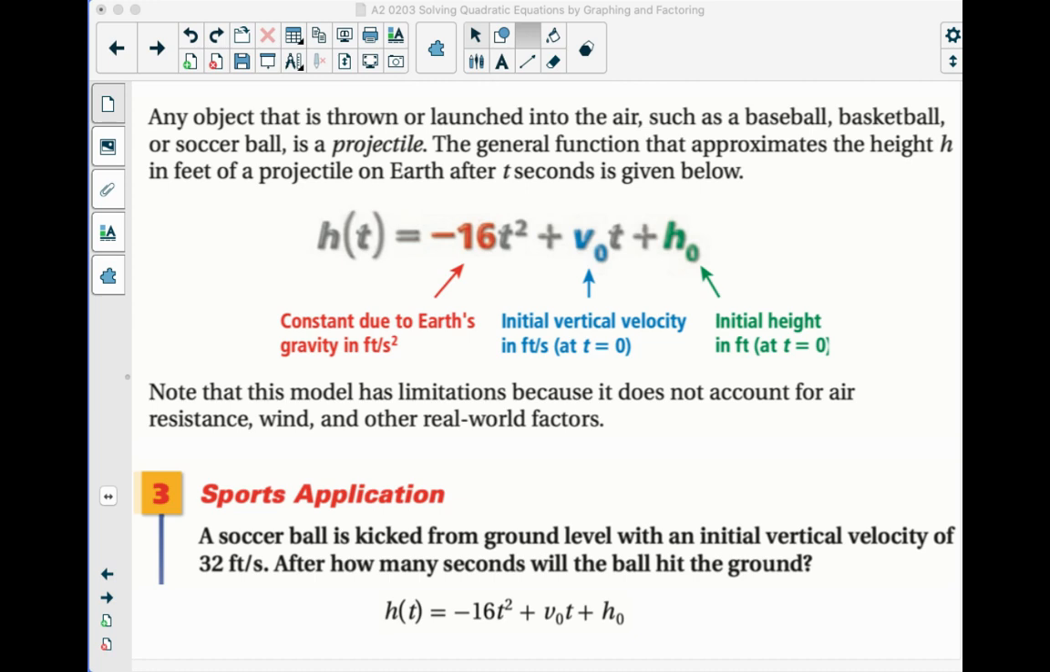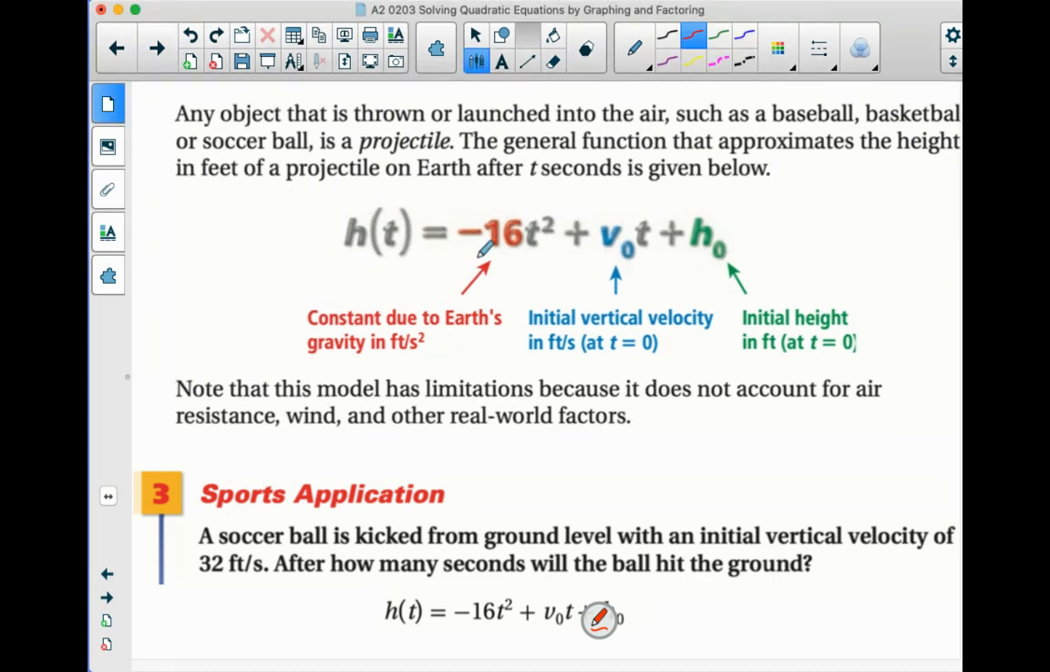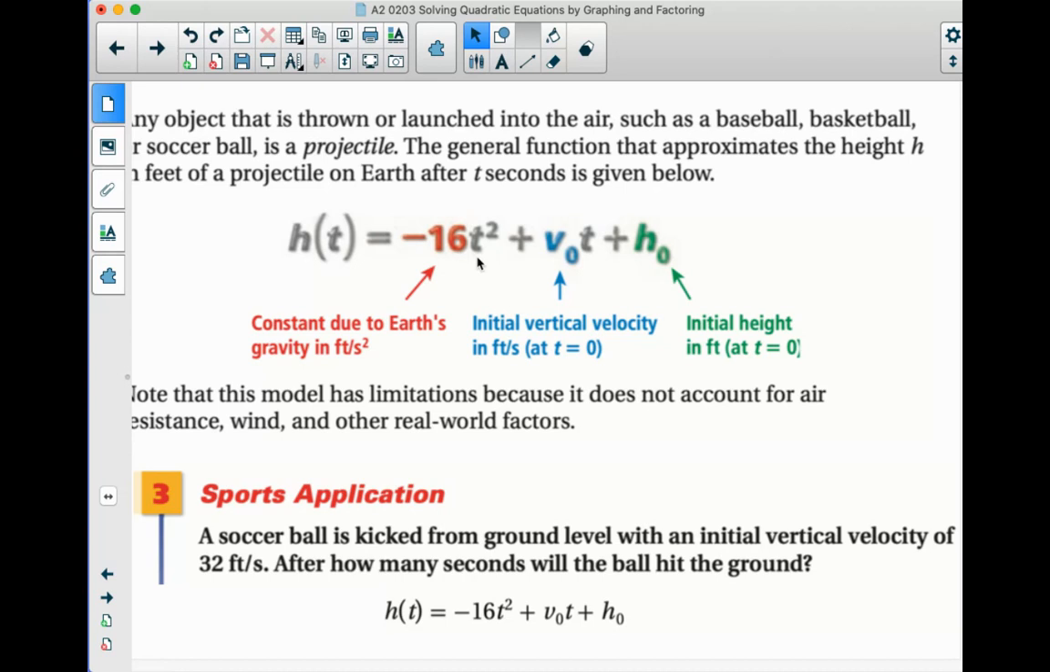Any object that is thrown or launched into the air, such as a baseball, basketball, or soccer ball, is a projectile. The general function that approximates the height h in feet of a projectile on Earth after t seconds is given below. I don't know how someone figured this formula out, but it's pretty cool. So this negative 16 in front of the t squared is always there. It's built into this vertical motion formula.